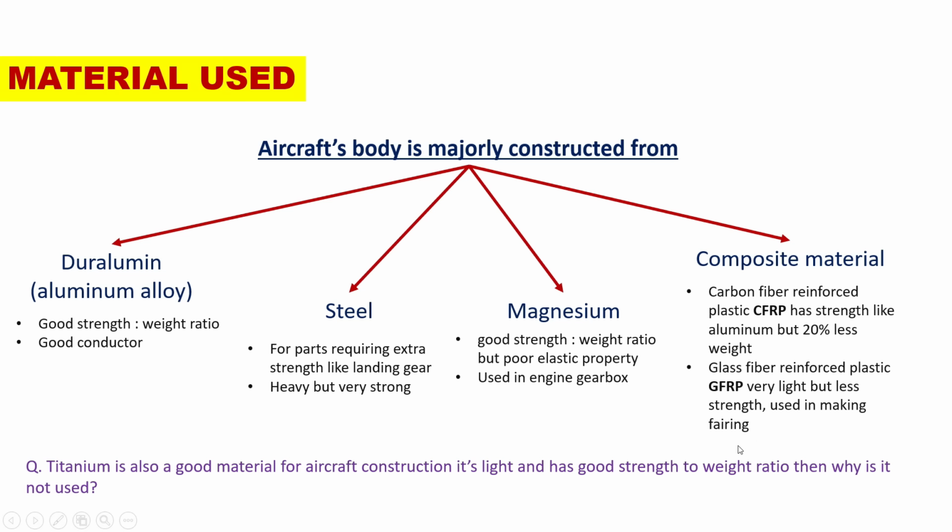We'll go into details of fairings later on, but these are the materials that are being used in the aircraft. There are other materials too, but these are the major materials that you need to know for your exam purposes and in general for your airlines and whatever. There's one question that I have written here. Titanium is also a good material for aircraft construction. It is light, it has a good strength and weight ratio, then why is it not used?